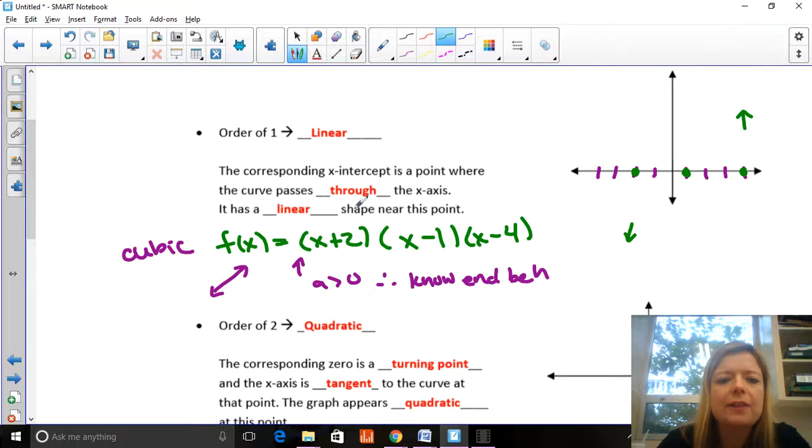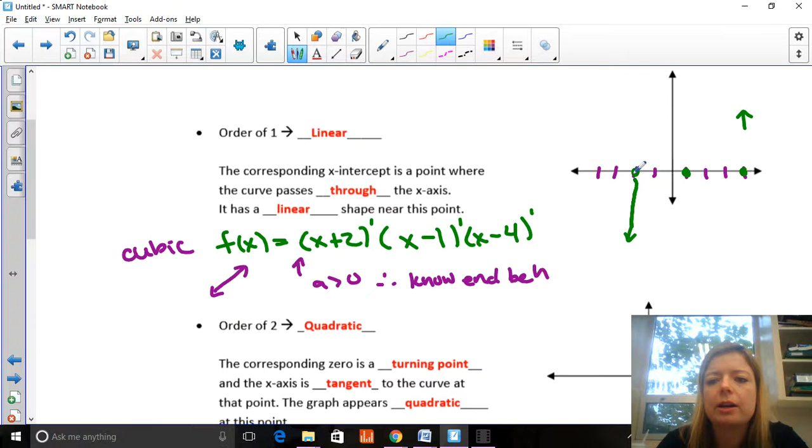So notice that they all have an order of 1. So you can draw little imaginary ones if you want there, but all of these zeros have an order of 1. So that means that the corresponding x-intercept is a point where the curve passes through the x-axis. So I just go right through here. It's going to do something here, I don't know. Okay, there we go. So that's an estimation of this curve.